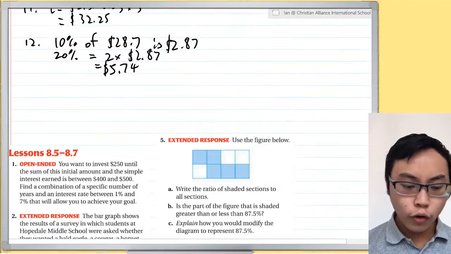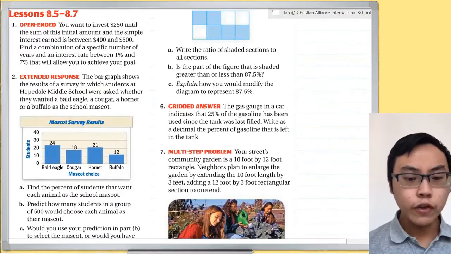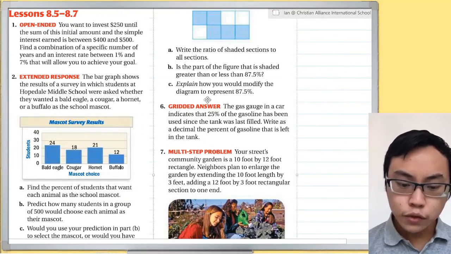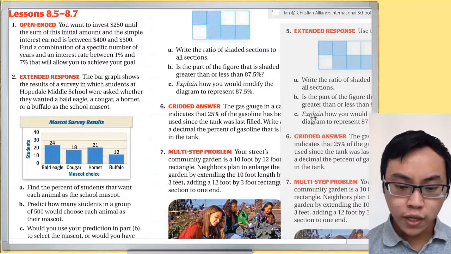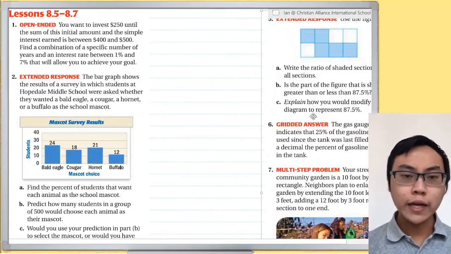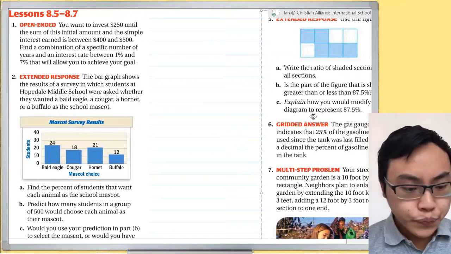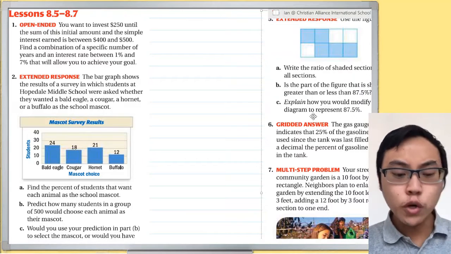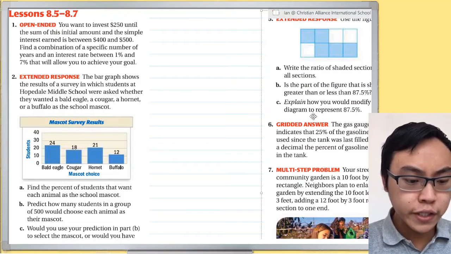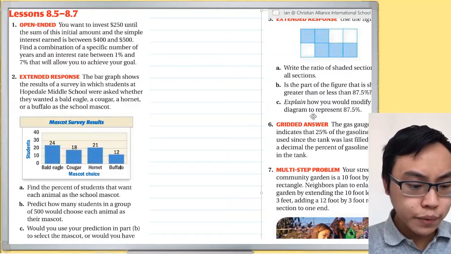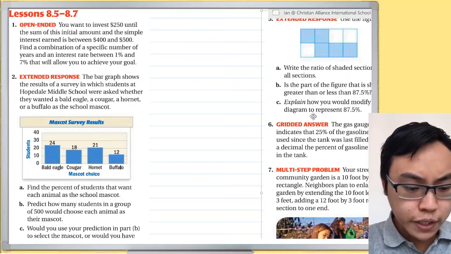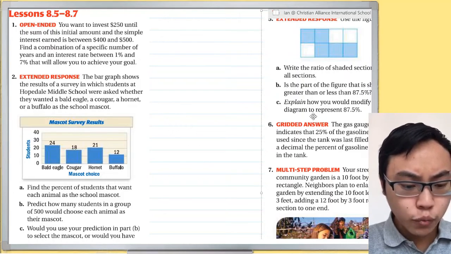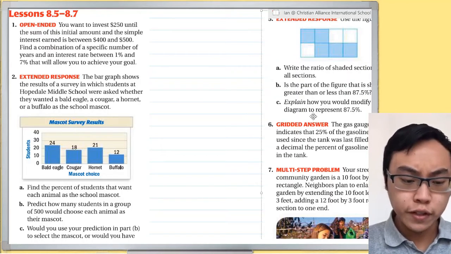Now, moving on to the problem solving. Hopefully you have all done the problem solving already. If you haven't, then please do the problem solving questions first, and then you can go through the answers with me right now. Question 1, you want to invest $250 until the sum of the initial amount and the simple interest earned is between 400 and 500. Find a combination of a specific number of years and an interest rate between 1% and 7% that will allow you to achieve this goal.